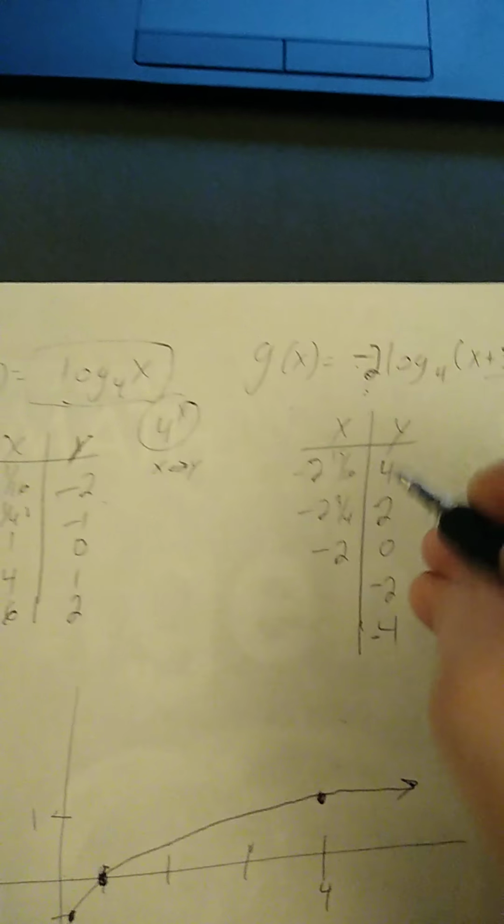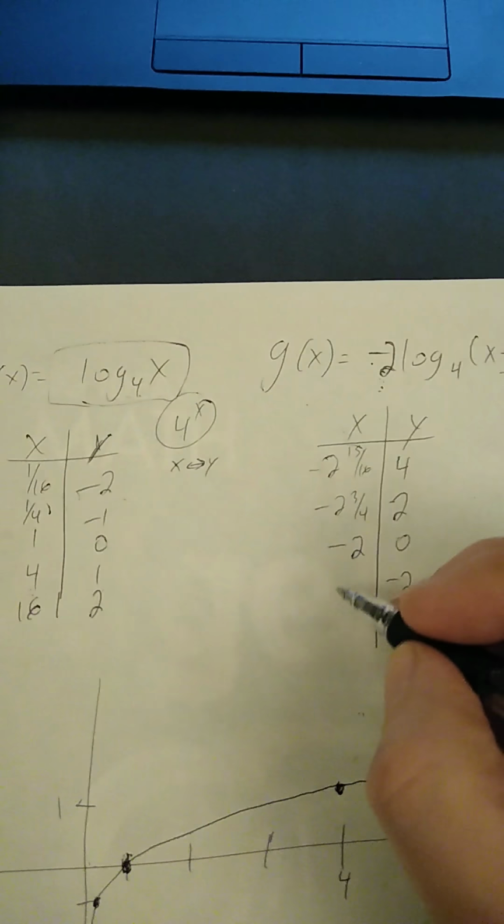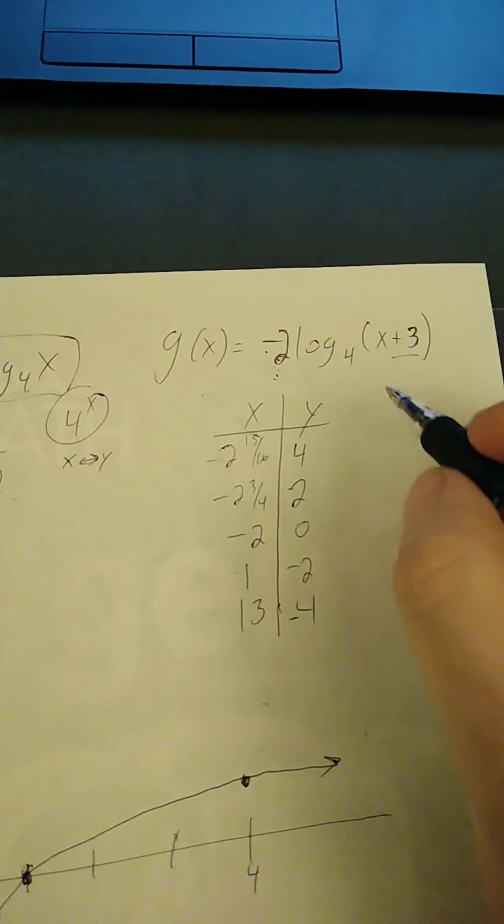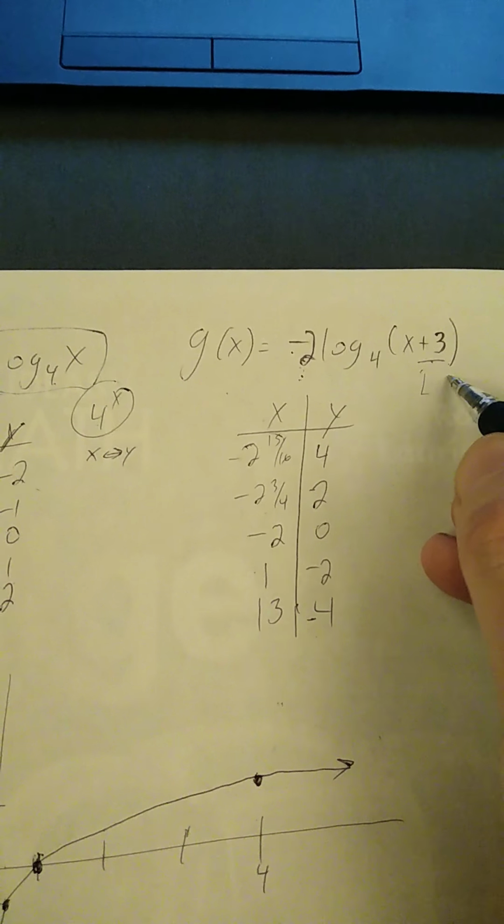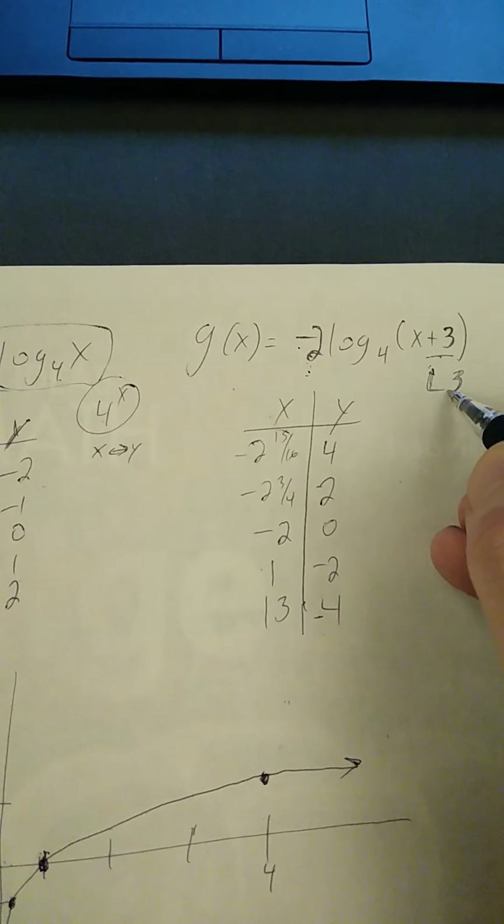We're getting closer and closer to -3 here. Now we're getting away from that. So 4 minus 3 is 1. 16 minus 3 is 13. Again, this is moving left 3. So we're subtracting 3 from each of those x values.